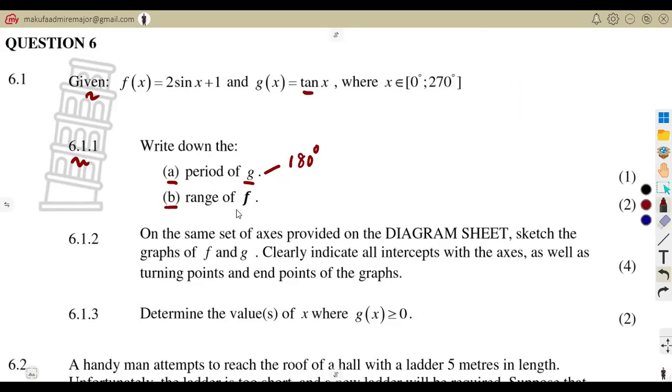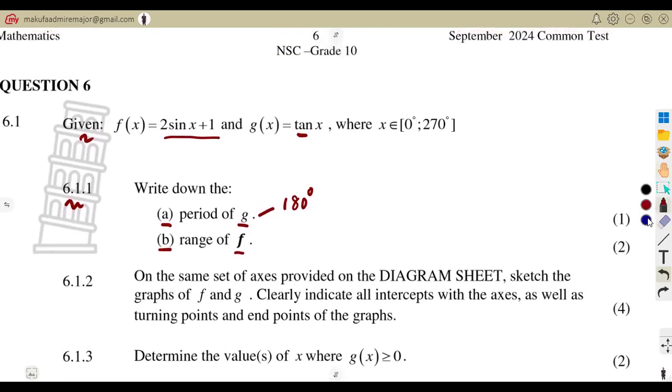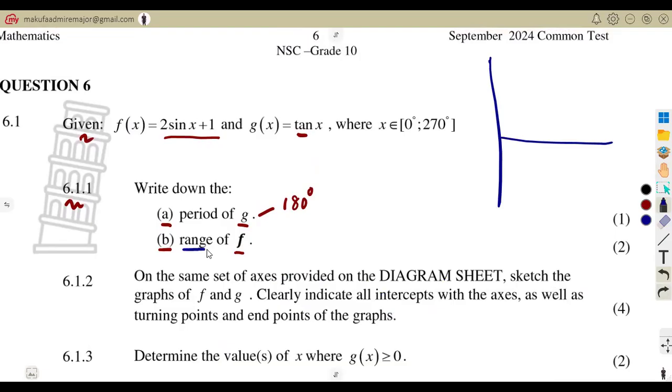Then the range of f, this is your f. Remember the range refers to the y values as the graph is being drawn. We do not know them yet because we're going to draw this, so it was easier if you take it from the graph. Let's say you don't understand this question and they're saying draw these graphs. Ignore it. Leave it like that. Answer it after you've drawn the graphs properly.